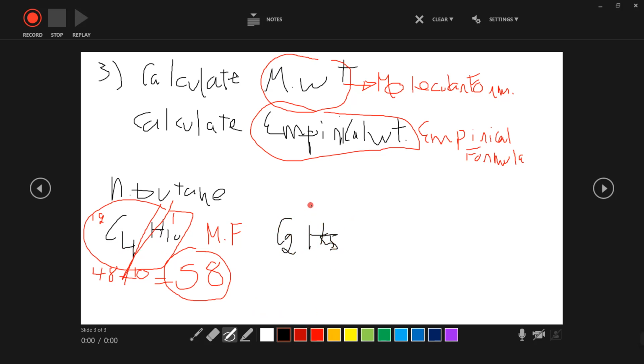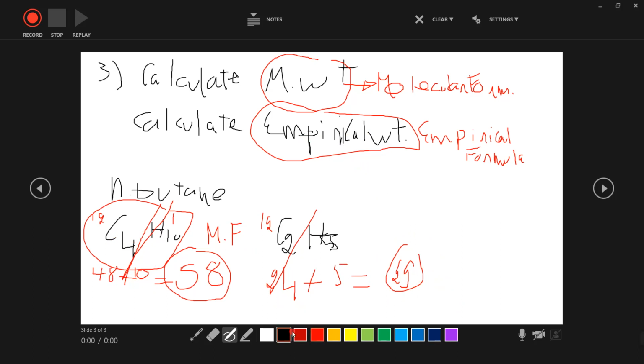How can I calculate it? Work with each atom separately. Carbon is 12. We have 2 carbon. 12 times 2 is 24. Hydrogen is 1. We have 5 hydrogen. 1 times 5 is 5. So 24 plus 5 will give us 29. So the molecular weight of the N-butane is 58, but the empirical weight of N-butane is 29. So wherever he's telling you empirical weight, don't forget to divide your formula by the smallest possible number.